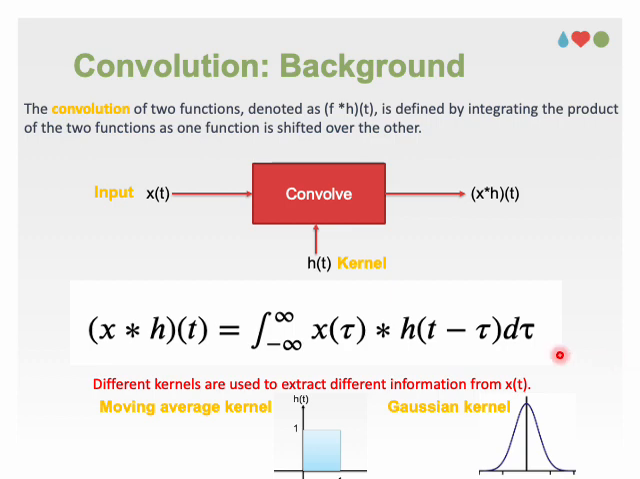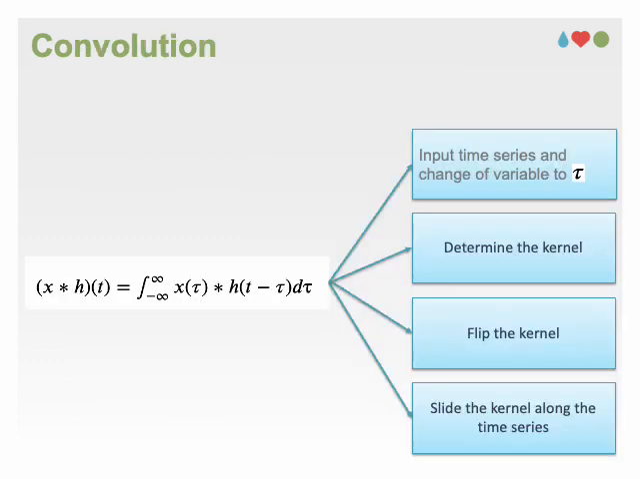I will translate this formulation graphically to better understand the concept. Assume we have input time series x(t). To perform the convolution operation, we first need to transform our variable from t to tau, through a change of variable. The next step is to determine the kernel or filter, as it defines the type of operation we want to apply to the input signal. After determining the kernel, we flip or reverse its order.